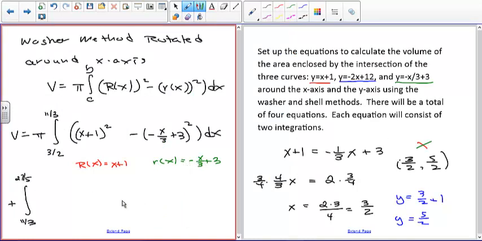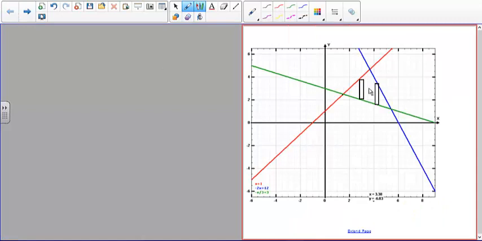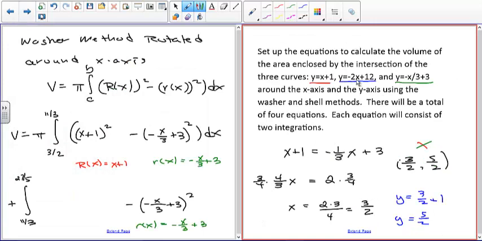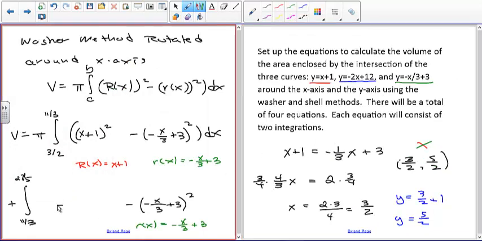Now the green curve is always going to be the one that's on the inside, so I can copy that down again. That's small r of x. So again, r of x equals negative x over 3 plus 3. And the outside radius is the blue curve. So the blue curve is negative 2x plus 12. So we put negative 2x plus 12 quantity squared, the whole thing times dx.